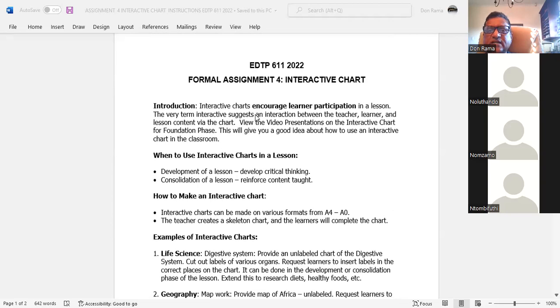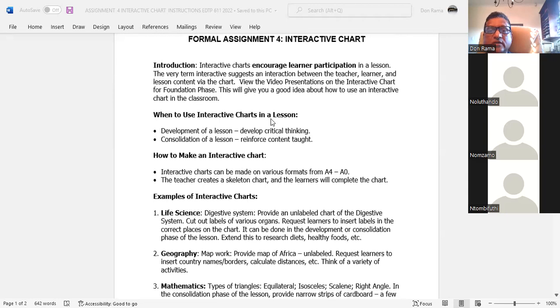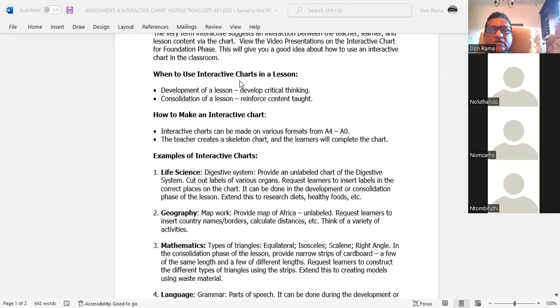It says, interactive charts encourage learner participation in a lesson. The very term interactive suggests an interaction between the teacher, learner, and the lesson content via the chart. So you have seen the video presentation. Don't worry about the foundation phase. The one that I showed you is important. When to use interactive charts in a lesson: in the development of a lesson, which develops critical thinking, and in the consolidation of a lesson to reinforce the content that you taught.